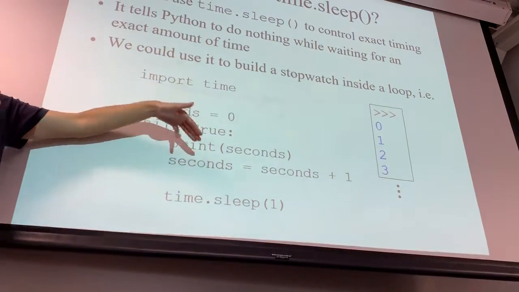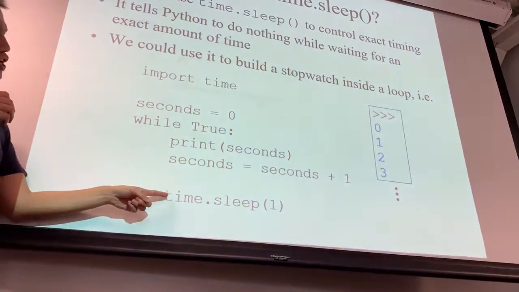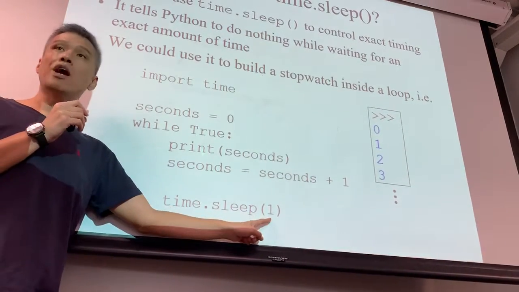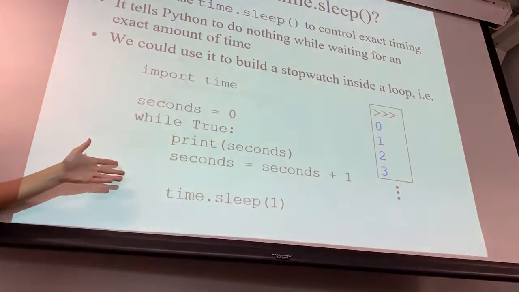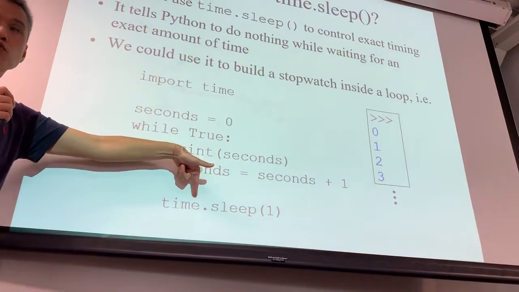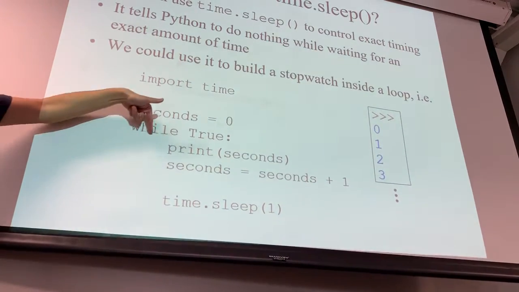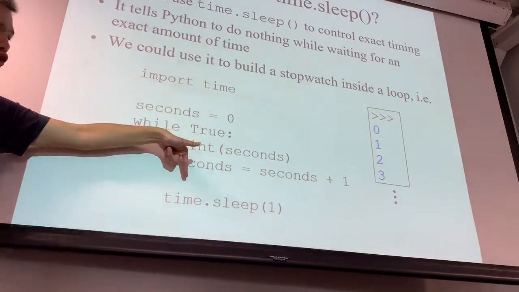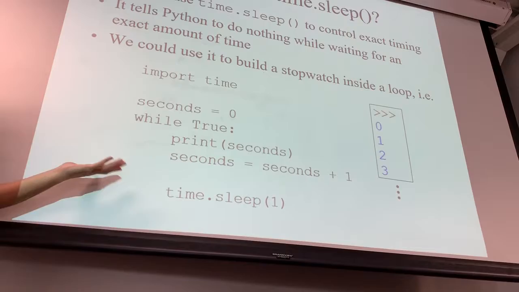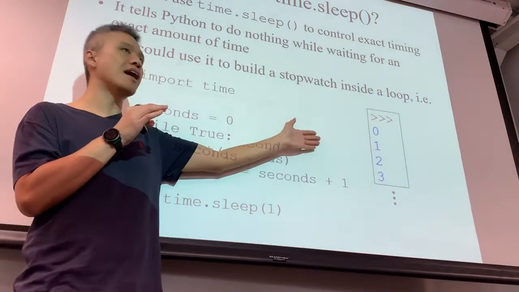Now you already know how to use time dot sleep because you looked at that in the midterm. Time dot sleep means that I am going to hold the program for this amount of time. So I run this program, going into the loop, and I stop here for exactly 1 second, come back, run this, and then stop again for exactly 1 second, come back, run this. What this code gives you is a counter.